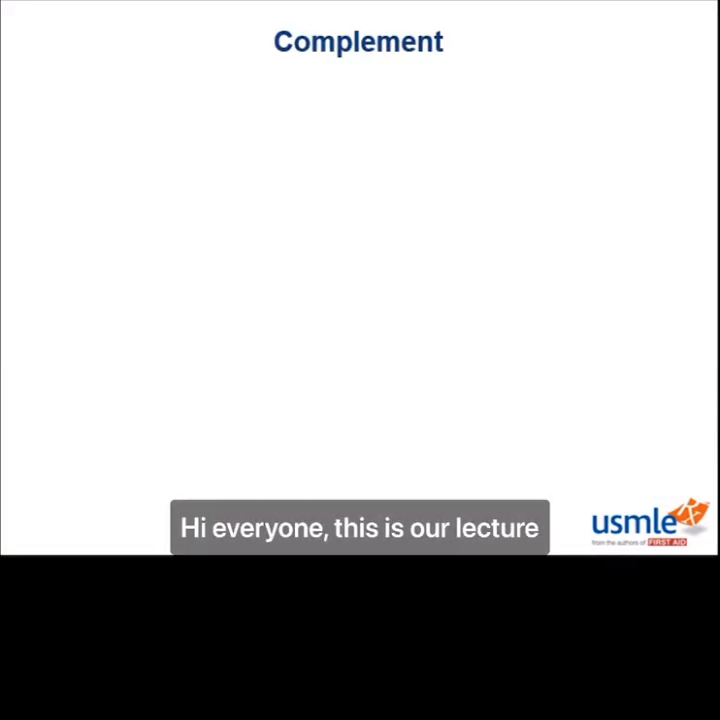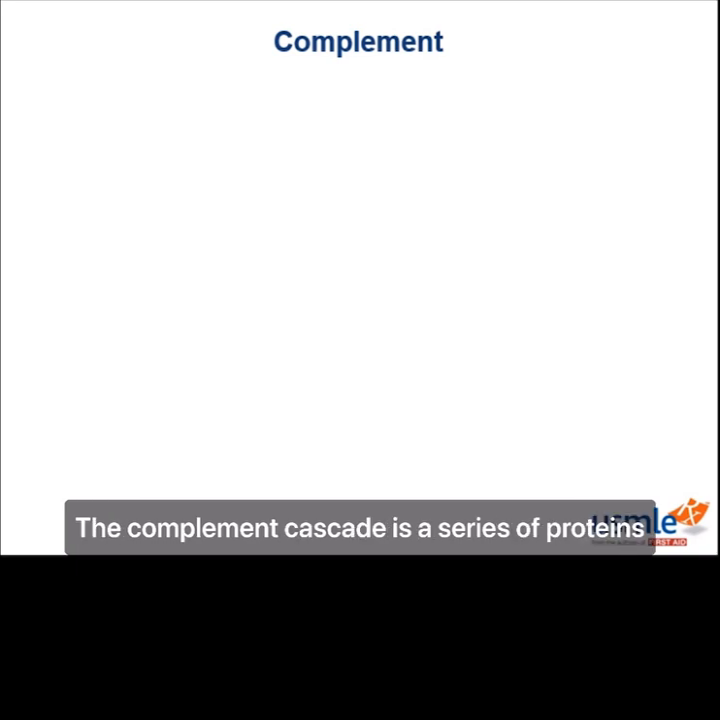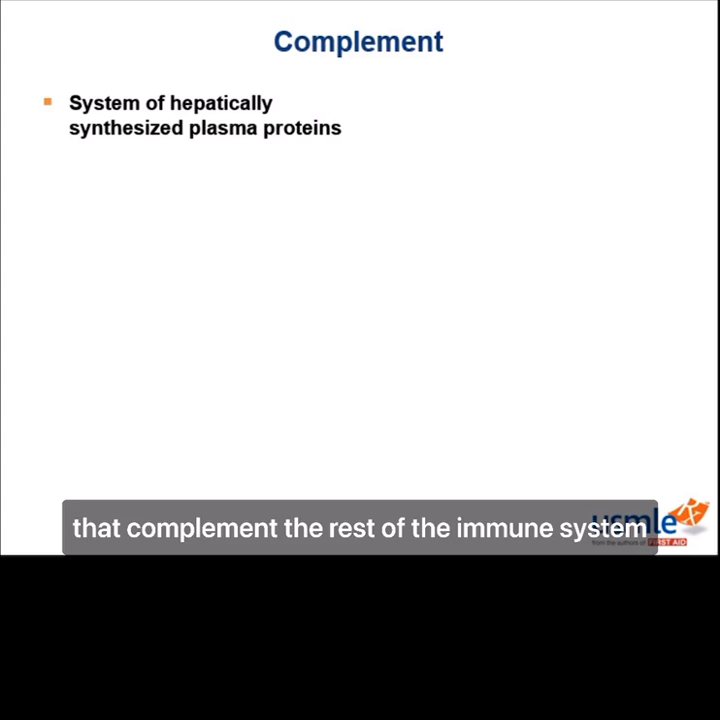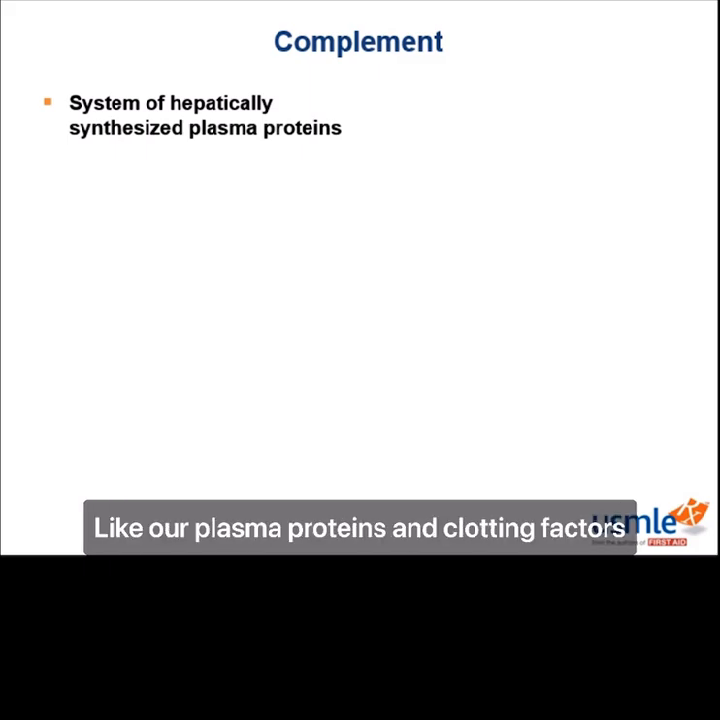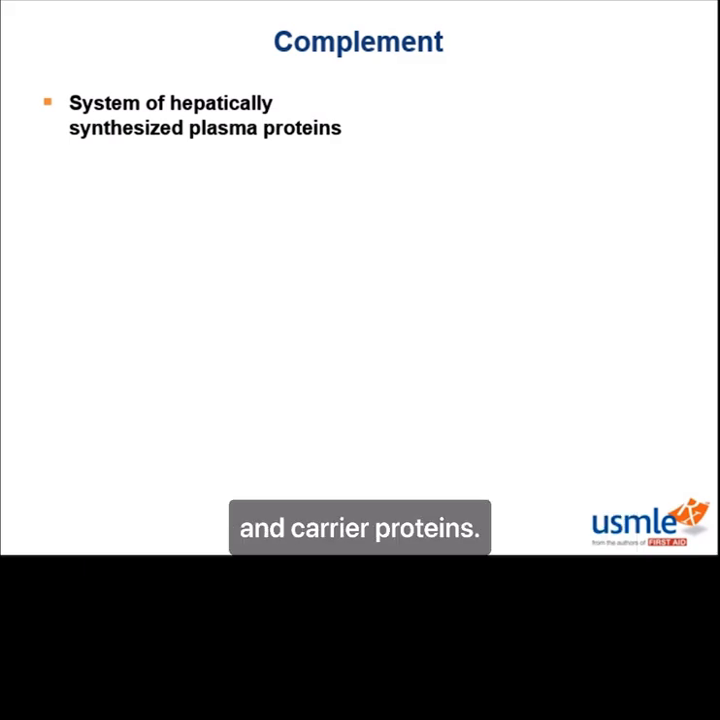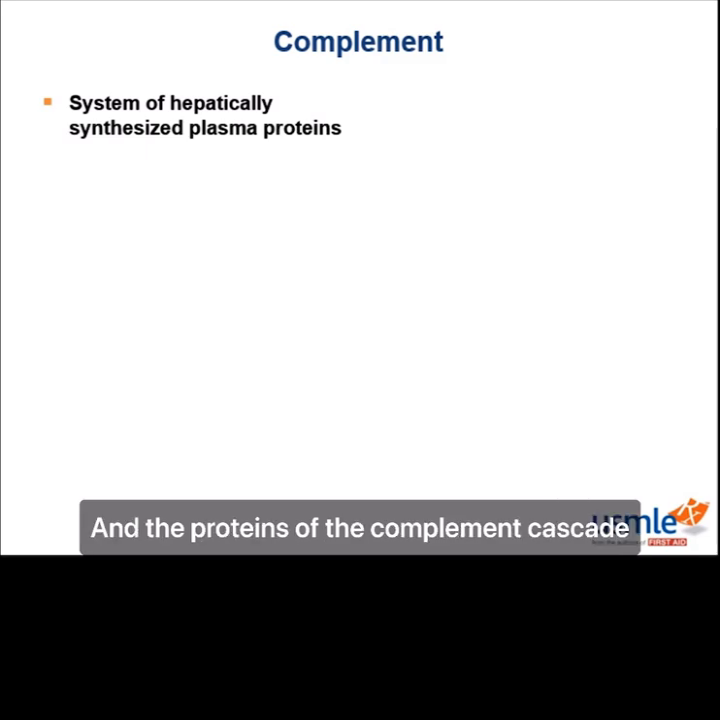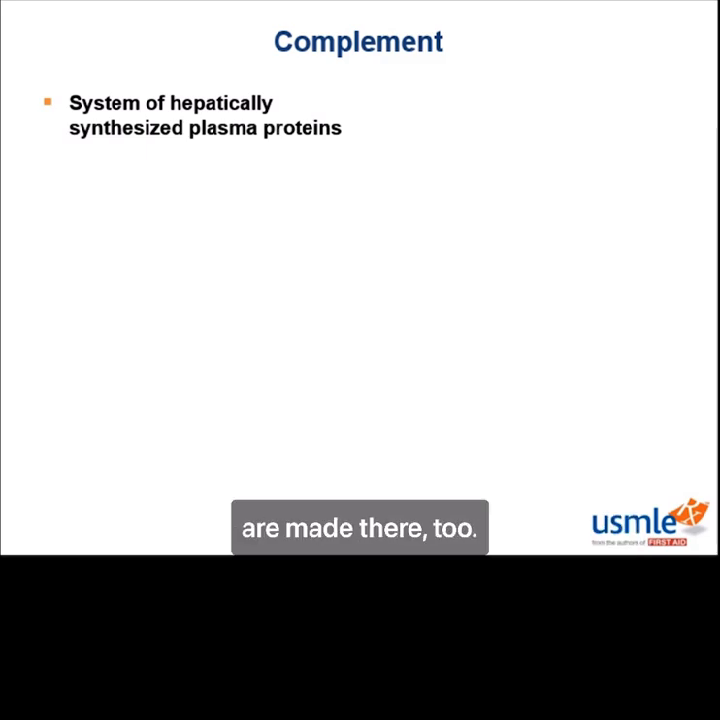Hi everyone, this is our lecture on complement, so let's get started. The complement cascade is a series of proteins that complement the rest of the immune system and help the inflammatory response. Now, what organ makes a lot of proteins, like our plasma proteins and clotting factors and carrier proteins? You're right if you said the liver, and the proteins of the complement cascade are made there too.